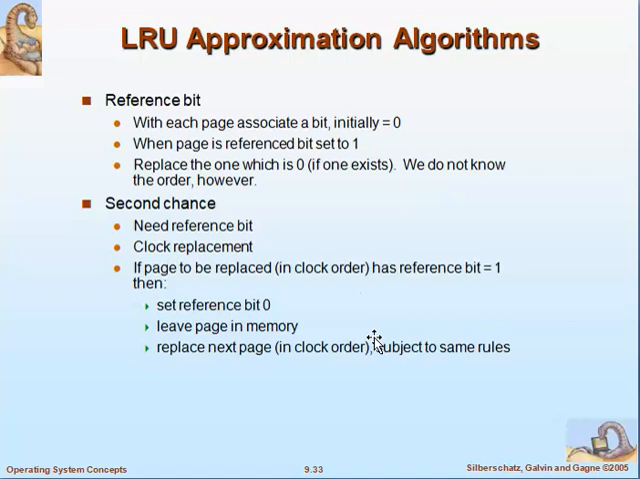LRU approximation algorithms. The LRU algorithm has an approximation version. In this case, we can use a reference bit. With each page in the page table, one reference bit is associated and stored. When a page is referenced, that bit is set to 1. Replace the page whose bit is 0. If 1 exists, we do not know the order, however.